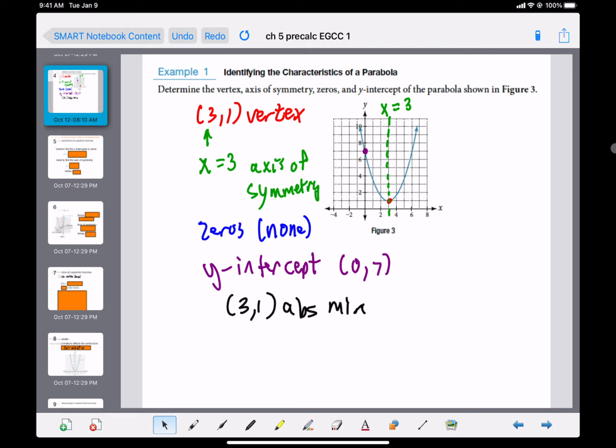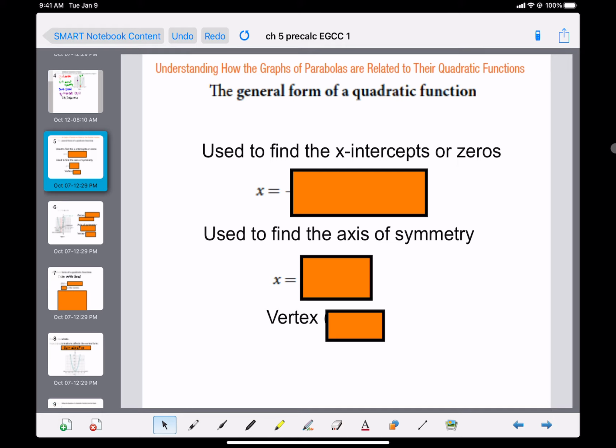Now let's look at some other important qualities and characteristics, things we should know algebraically about a quadratic. So the general form of a quadratic is f of x equals ax squared plus bx plus c. That general form is not necessarily conducive to what we know about the parent functions. It can be. We can get it into a better form, and then we'll look at that later on.